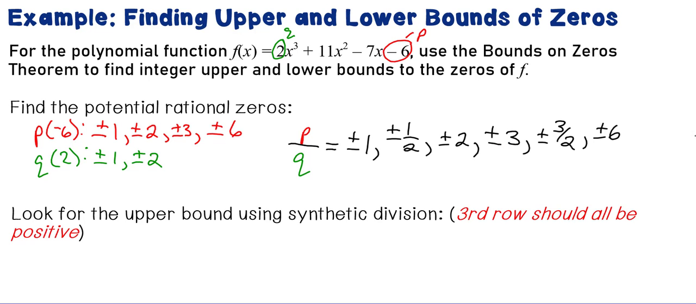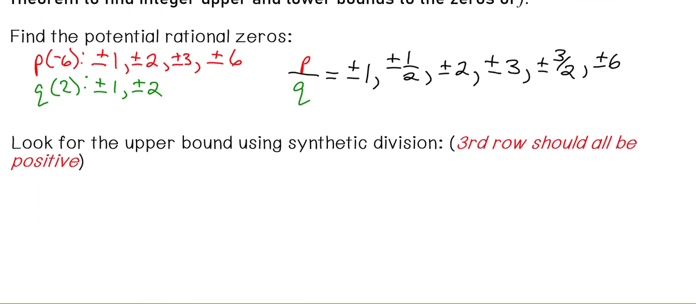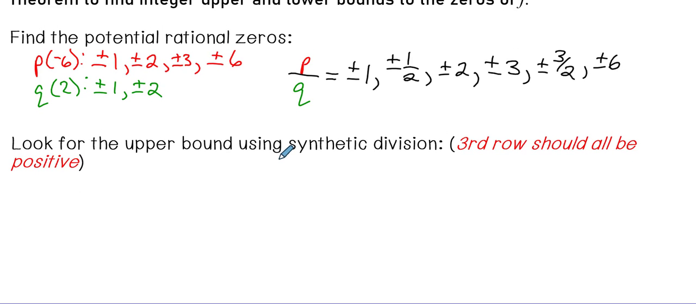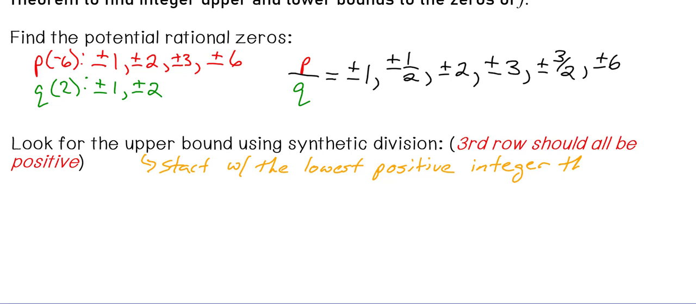Okay, so to look for the upper bound using synthetic division, that means our third row should all be positive. And you really want to start with the lowest positive number. So when looking for the upper bound, start with the lowest positive number, or integer, I should say. Remember, integer is a whole number. That is a rational zero.